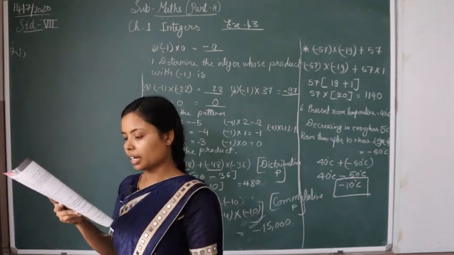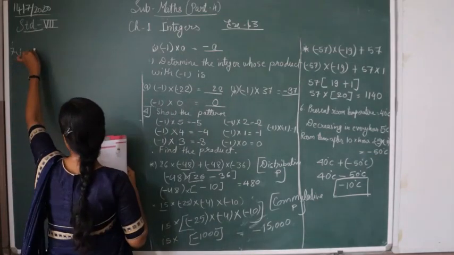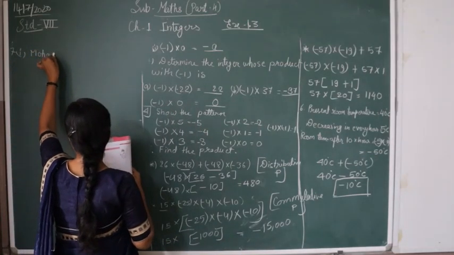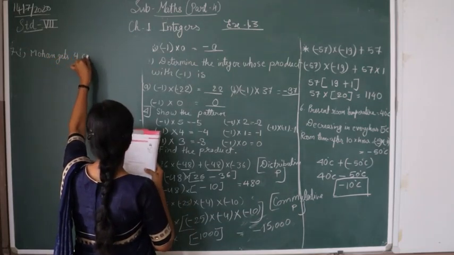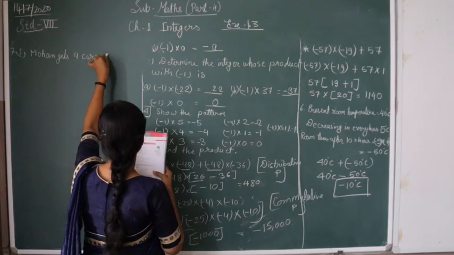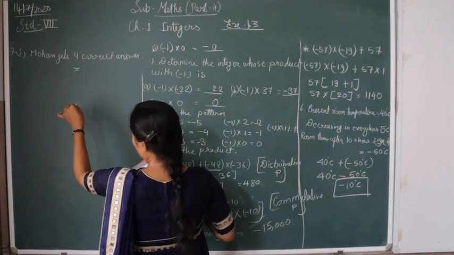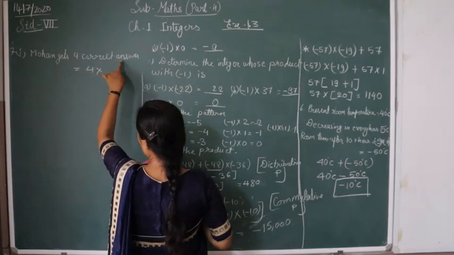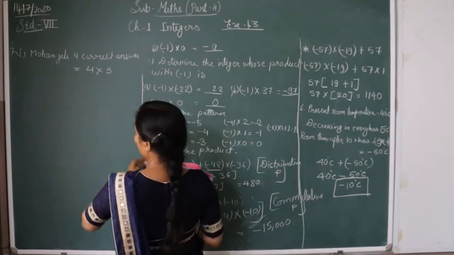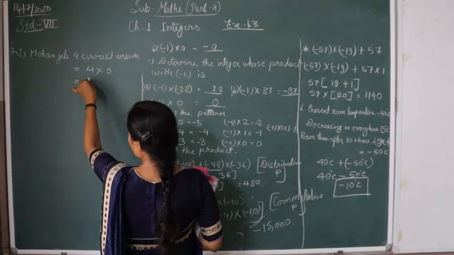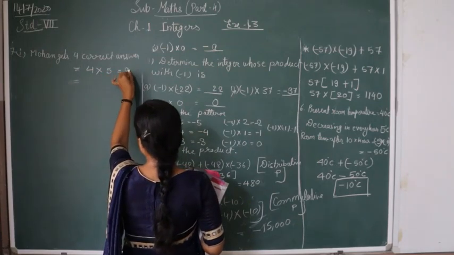Mohan gets 4 correct and 6 incorrect answers. Mohan gets how many correct answers? 4 correct answers. So for a correct answer we are awarded how many marks? 5. So 4 into 5 is equal to 20 marks.